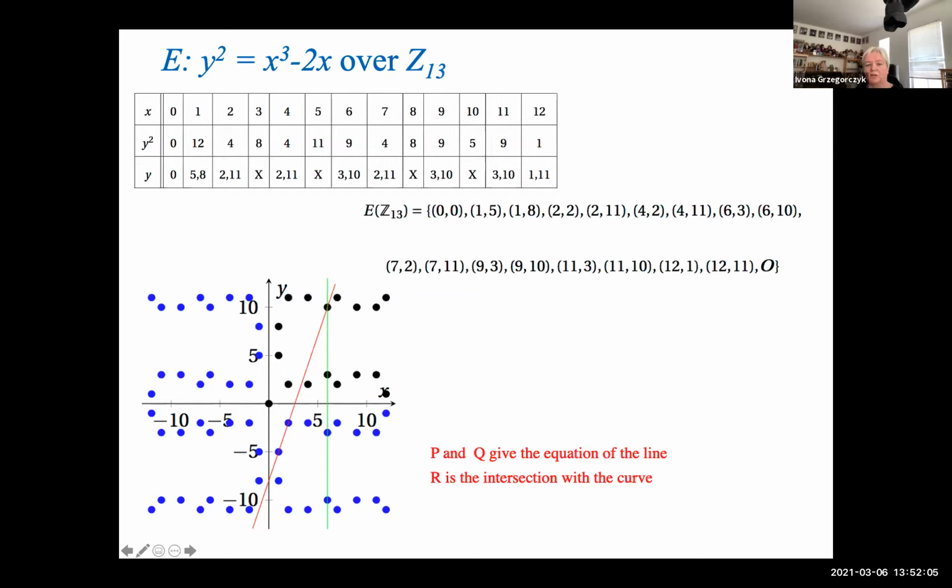So what do I get? I'm getting a bunch of points, and these points are on the plane. The black thing is all the numbers that are smaller than 13. So these are all the solutions, but remember, this is modulo 13.